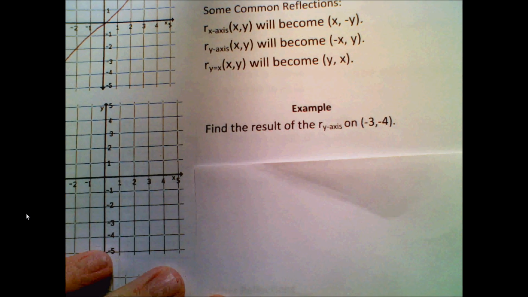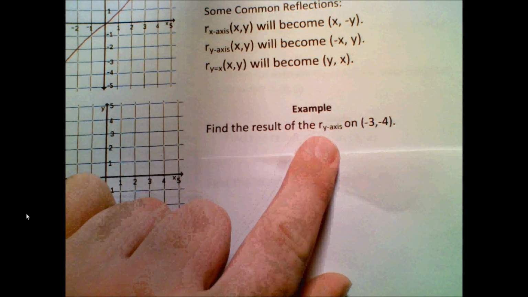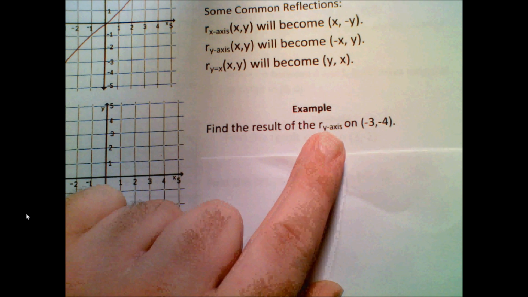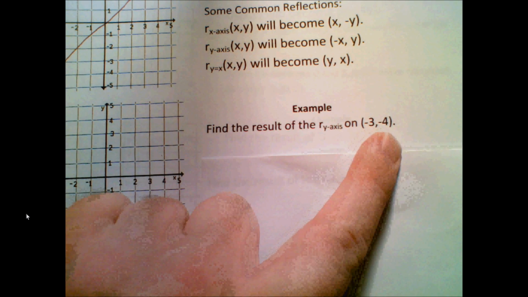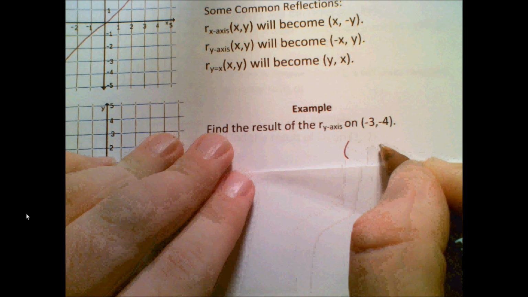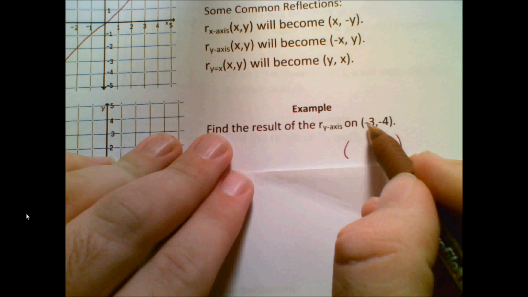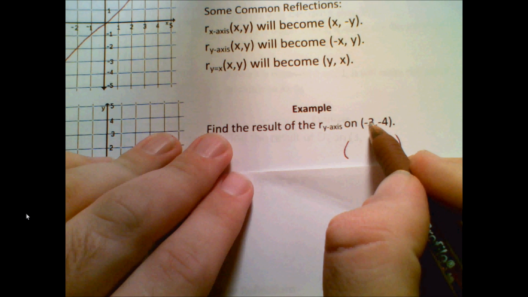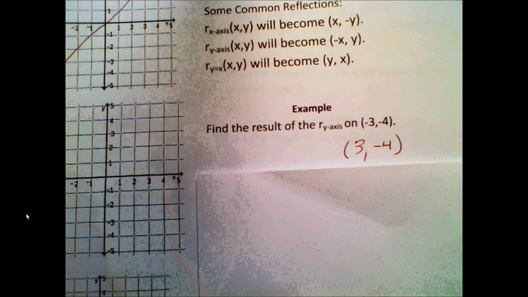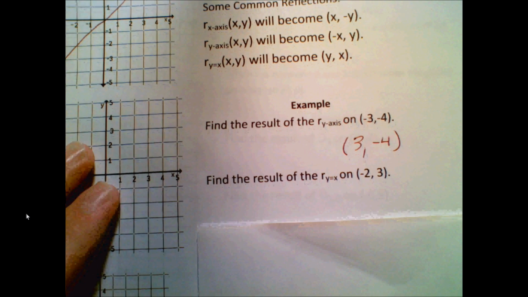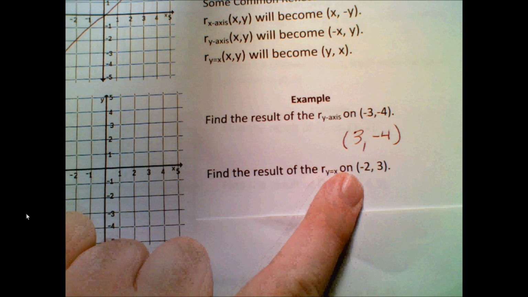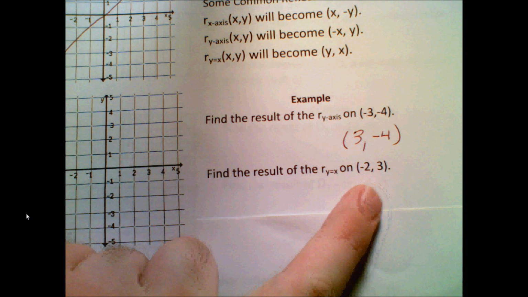Find the result of the reflection over the y-axis of the point (negative 3, negative 4). If you remember our rule, for the y-axis, we keep the y the same and negate the x. So I'm going to keep the y the same, so it's negative 4, and negate the x, so negative 3 becomes positive 3. Easy.